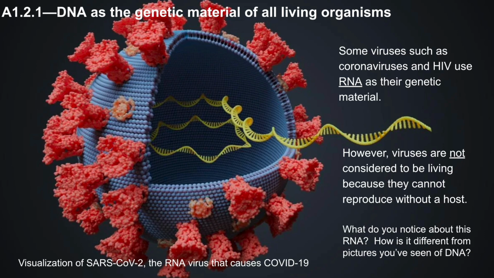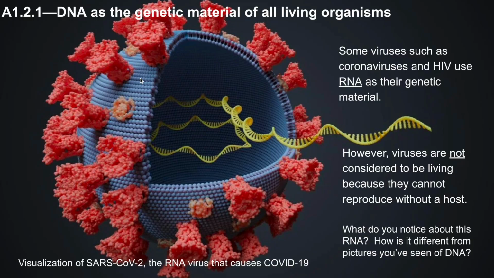Note, this is a visualization of SARS-CoV-2, which is the RNA virus that causes COVID-19. Note, it looks a little bit different than DNA, if you've seen DNA before. DNA is a double helix. RNA is just single-stranded. So you can see here, it's just a single strand of genetic material.